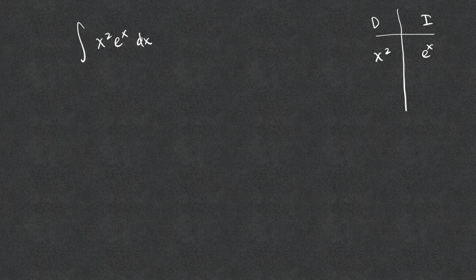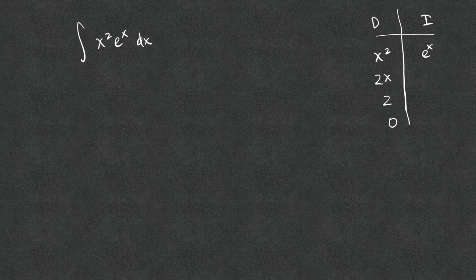For example, when evaluating the antiderivative of x squared e to the x dx using the integration by parts method with the tabular shortcut, we put the algebraic factor on the left column, x squared, and the remaining e to the x dx on the right. In the left column, we keep differentiating. The derivative of x squared is 2x, the derivative of 2x is 2, and the derivative of 2 is 0.